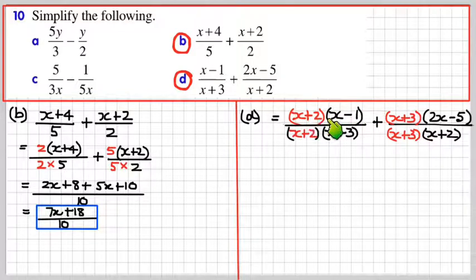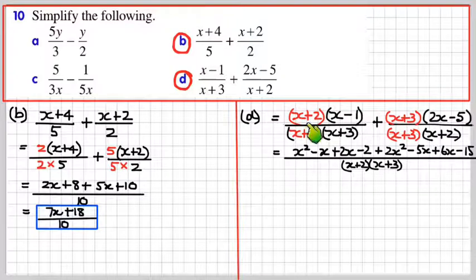There's a lot of messing around here with the expansion of these terms. So this one is x squared minus x plus 2x minus 2, and this one here is 2x squared minus 5x plus 6x minus 15. You don't need to multiply this denominator out, leave him alone. He's fine, factorised, but we can collect a lot of like terms here and simplify this a great deal.